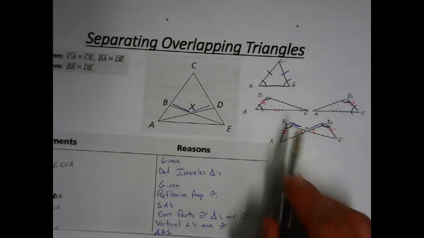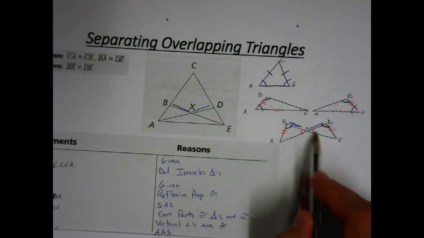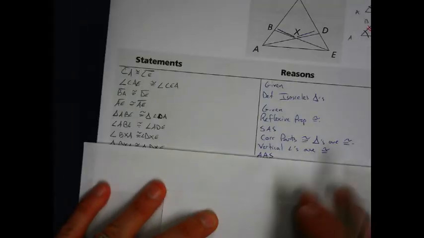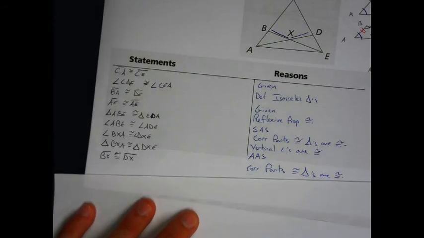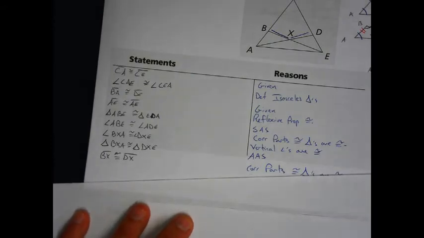What now? Angle BXA is congruent to DXE. Vertical angles are congruent. And now the triangles are congruent. Angle, side. Angle, side. Angle, side. So our triangles are congruent. And then we're done. BX and DX, corresponding parts of congruent triangles. All right, so that's how that works.